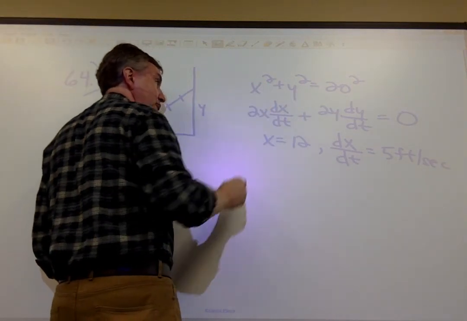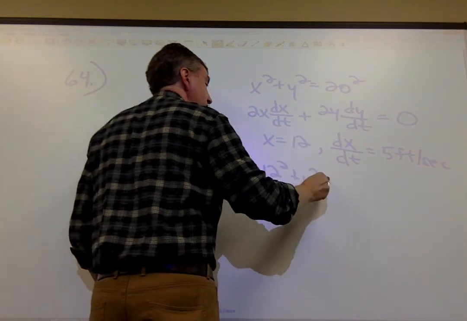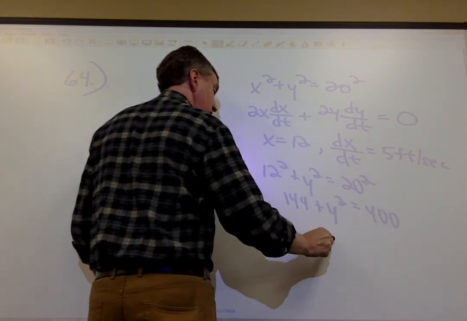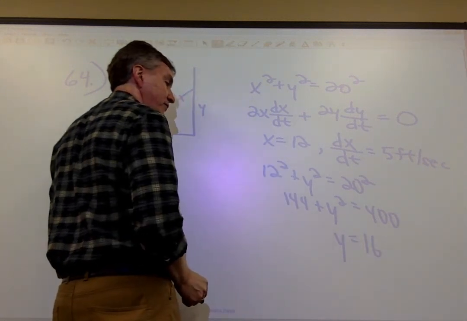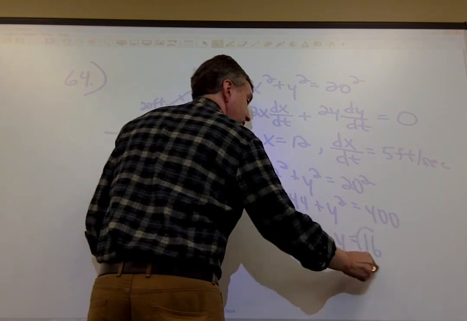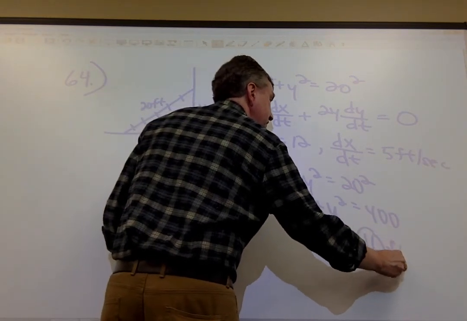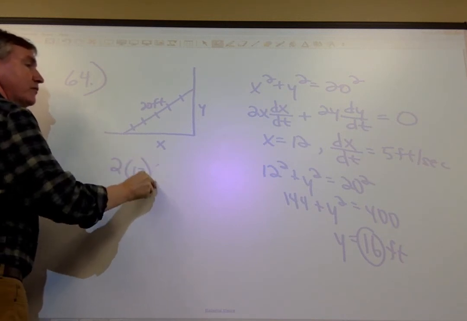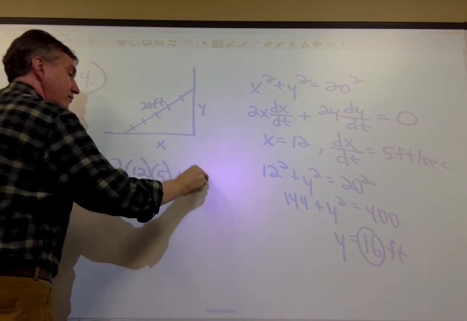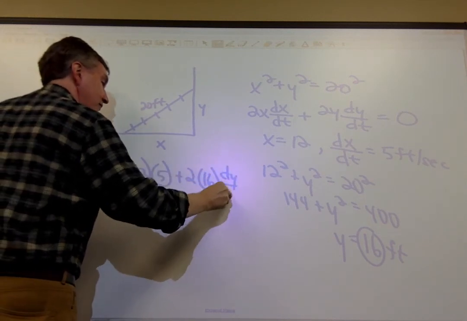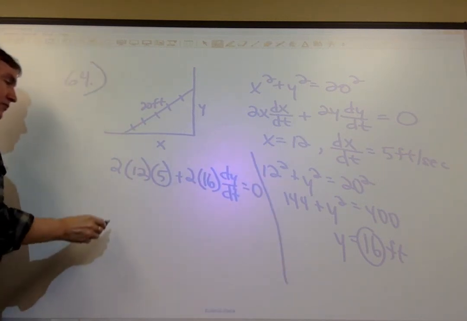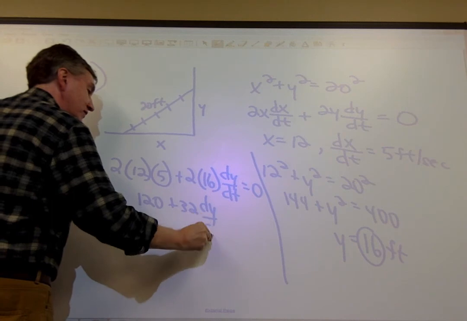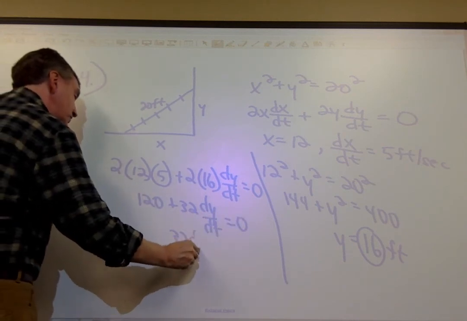From my original equation, 12 squared plus y squared equals 20 squared. 144 plus y squared equals 400. Y equals 16. Very good. Okay. If I subtract 144 and take the square root, 16 feet. Let's see what we get then. 2 times what? 120, is that right? 32 dy/dt.